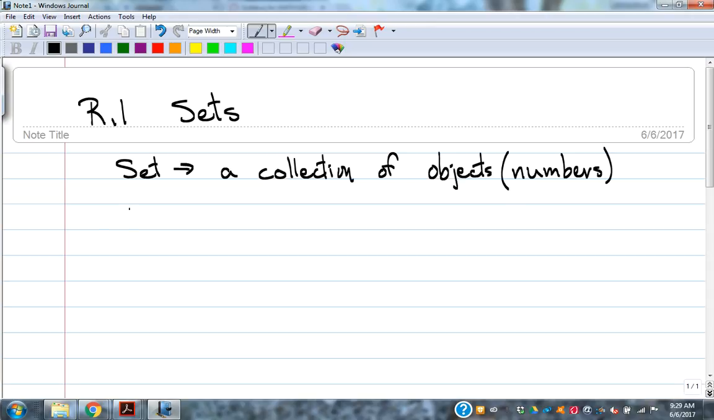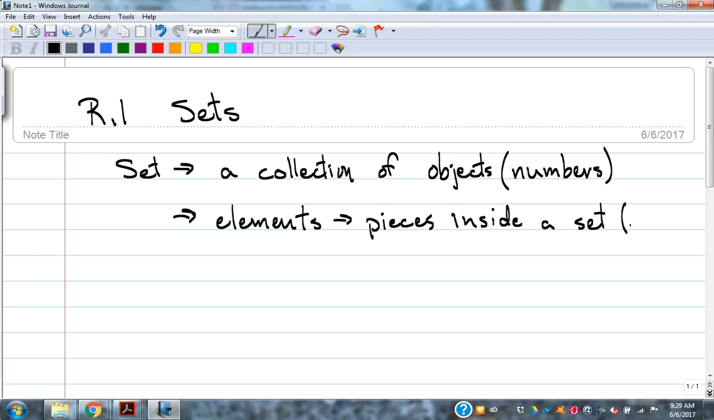And inside of a set, things inside the set are called elements. Elements. That's pieces inside a set. So if I say something is an element of a set, that means it's inside the set.